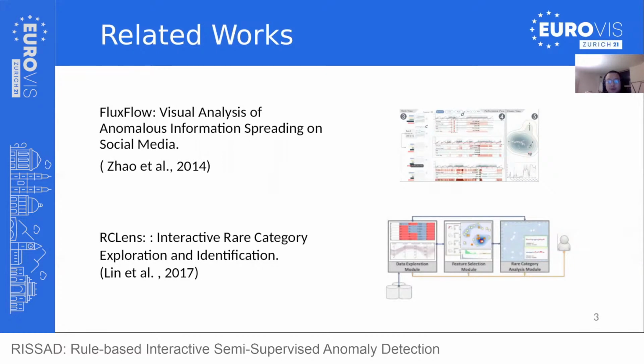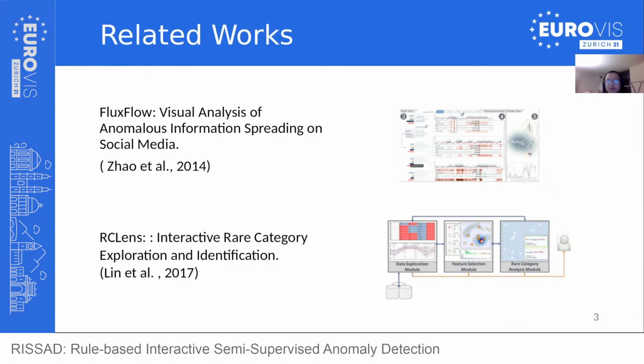Researchers have contributed various techniques to deal with those challenges in the past few years. For example, FluxFlow contributed a timeline visualization tool to analyze anomalies in user behaviors on social media platforms. It combines a scatter plot-based visualization and a sequential model to identify malicious behaviors on social media platforms. It uses the one-class conditional random fields algorithm for anomaly detection.